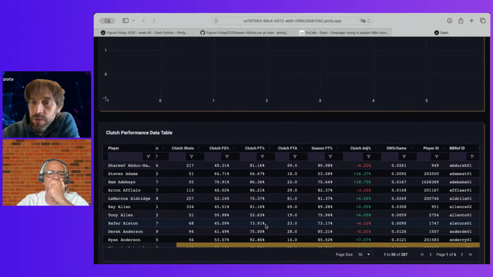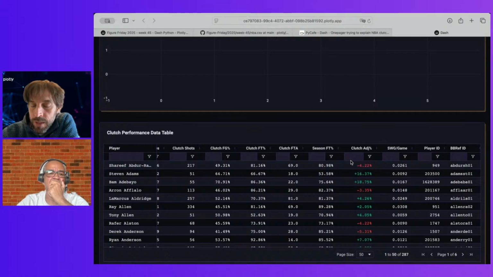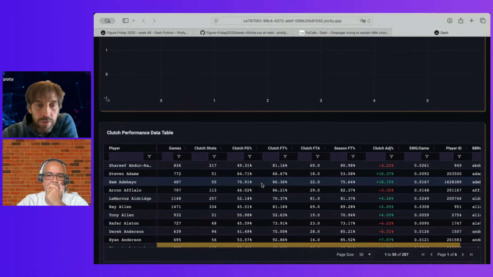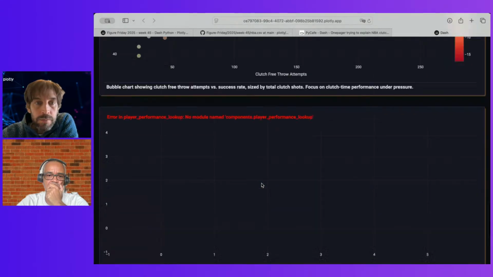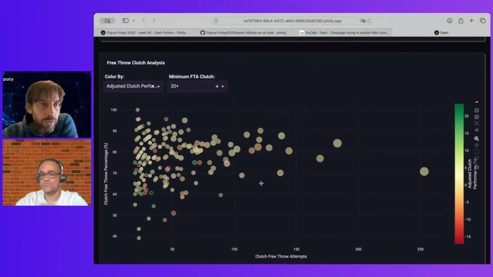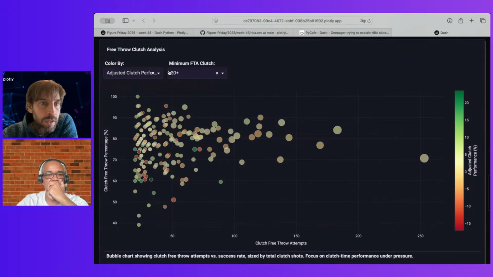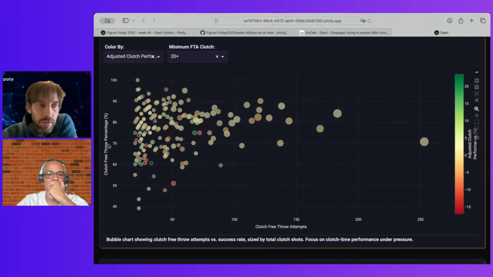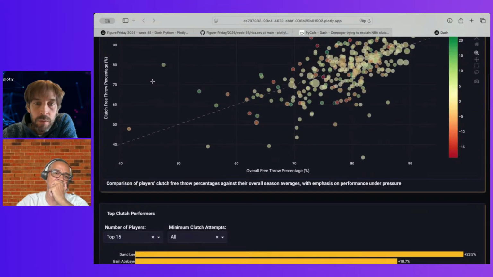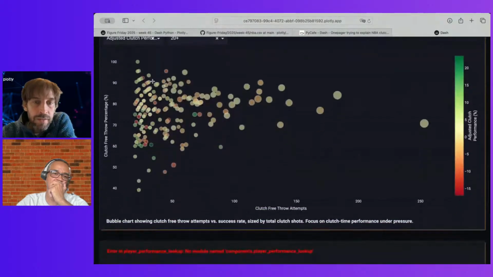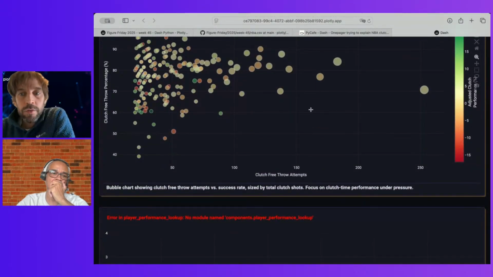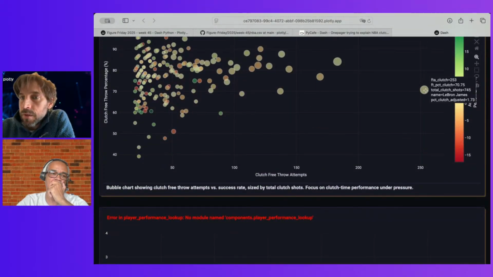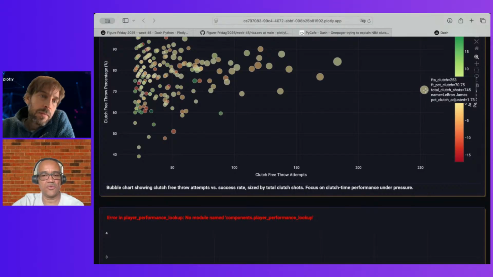I like how Esther always does this with tables with the Dash AG Grid. She adds colors and different features to allow us to better understand the table quickly. Then we have the free throw clutch analysis, minimum attempts 20 plus. Same thing, same as the other chart. These are the attempts; the other one was percentage. So here the x-axis is the attempts, let's say 250-something attempts here, and it may still be percent.